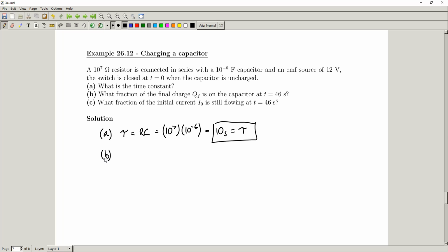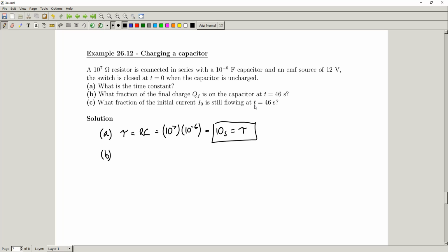Okay, so we're interested in what's happening at t equals 46 seconds. In part C, we're also going to want to look at what fraction of the initial current, our I0, is still flowing at t equals 46 seconds. So everything's going to be happening at t equals 46 seconds.